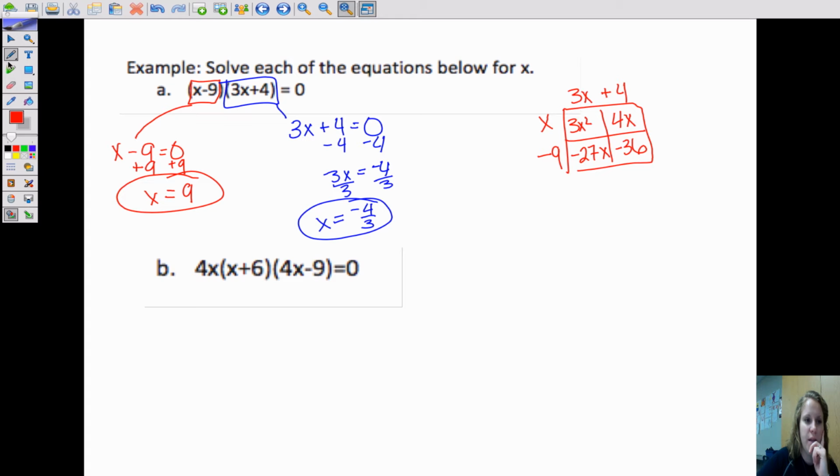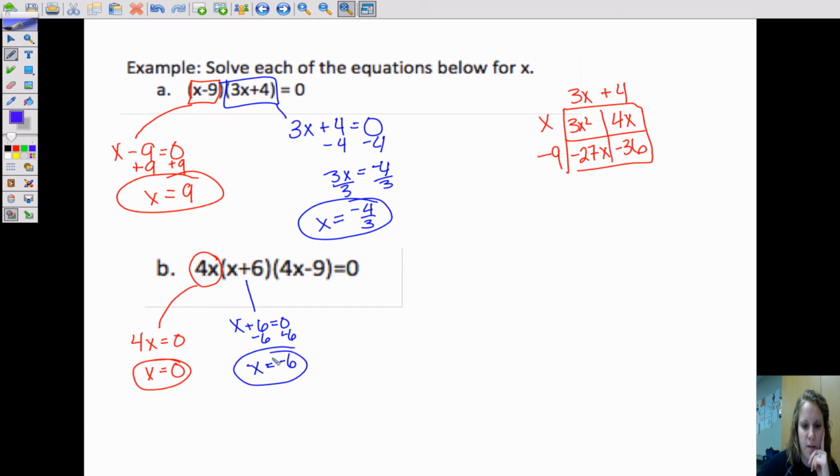Okay, here we're going to have three roots. What makes this zero? Well, 4 times what equals zero divided by 4. X is just going to equal zero, right? What makes this zero? Well, x plus 6 equals zero. If we subtract 6 from both sides, then x equals negative 6, that's going to make it equal 0. And then what makes this 0? I'm going to use pink.